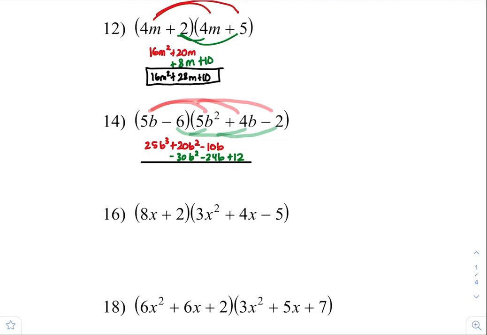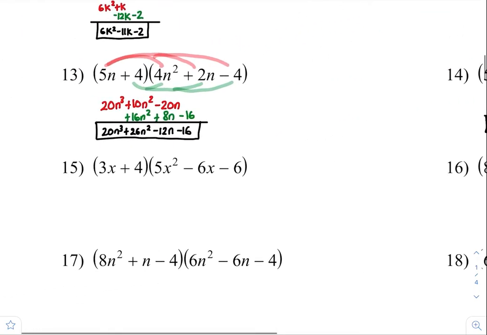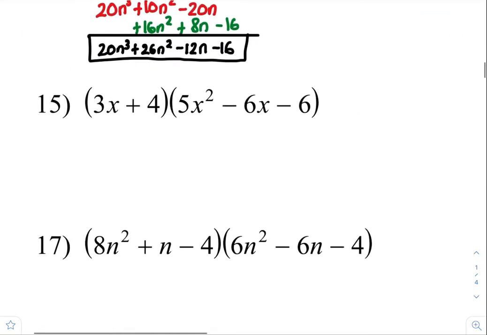Combine like terms. 25b to the third. 20 minus 30, you guys, is minus 10b squared. Negative 10 minus 24, you guys, is minus 34b. And we got the plus 12. Okay. 15.